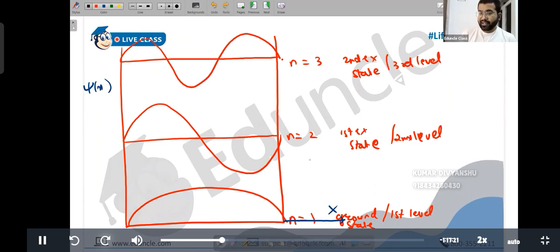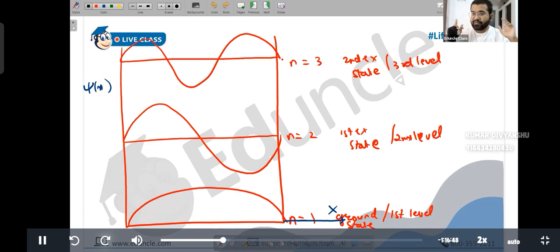So please write it very clearly: the extreme points are excluded. We don't count the extreme points as nodes. You know the meaning of nodes and antinodes, no? Nodes mean zero displacement, antinodes mean maximum displacement. So we don't count the extreme points as nodes because they're excluded. They are not a part of our graph, actually.